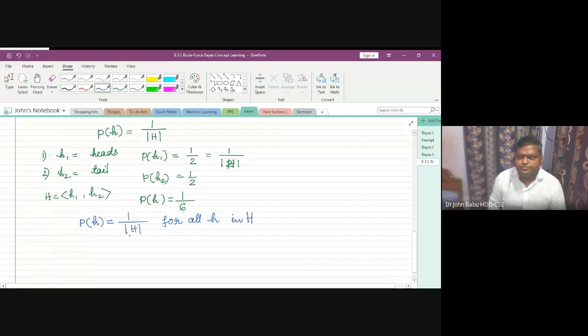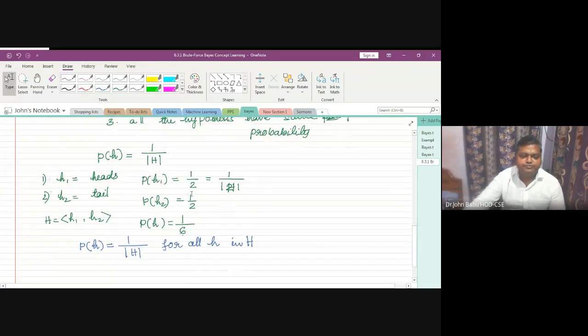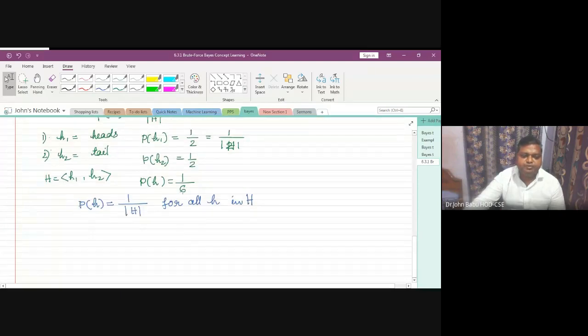Hello? How did we get this step? Based on the coin and based on the dice, the probability of h is equal to 1 by the magnitude of the set of hypotheses. Now let us calculate the probability of data given the hypothesis.